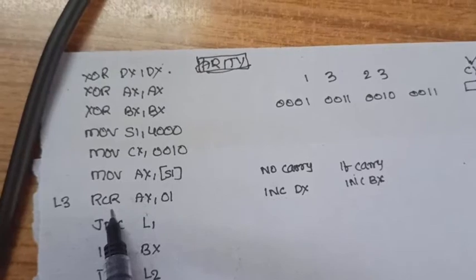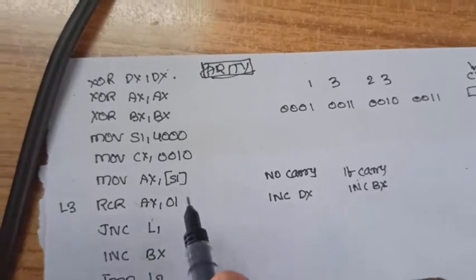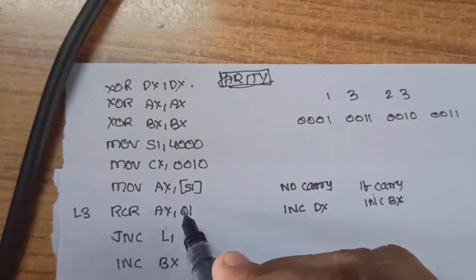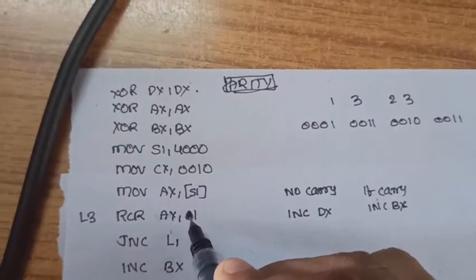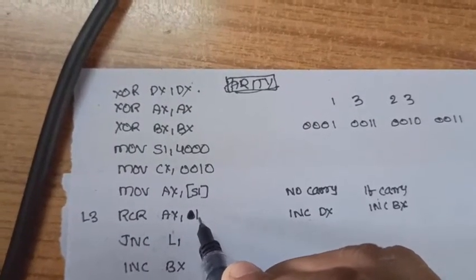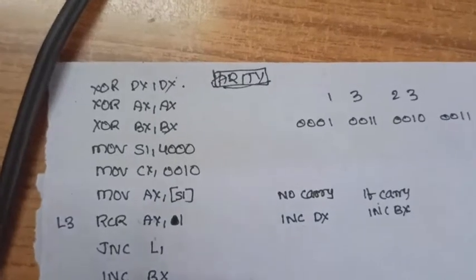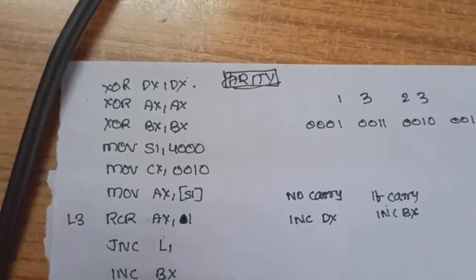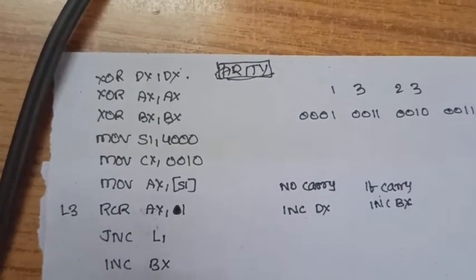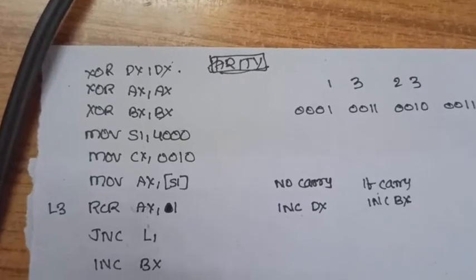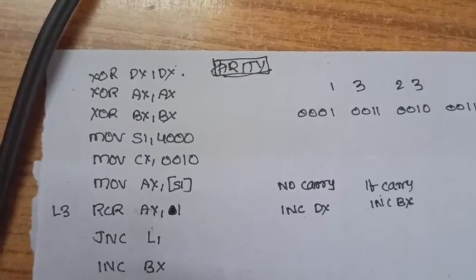Now I am rotating, RCR AX, 1. While typing this particular instruction, you can write directly RCR AX, 1. It will accept. If you write RCR AX, 0001 or RCR AX, 01, it will show an invalid mnemonic or invalid operand. So RCR AX, 1.